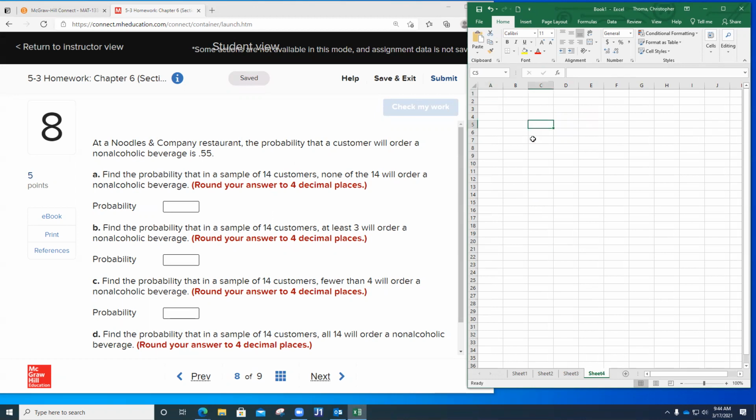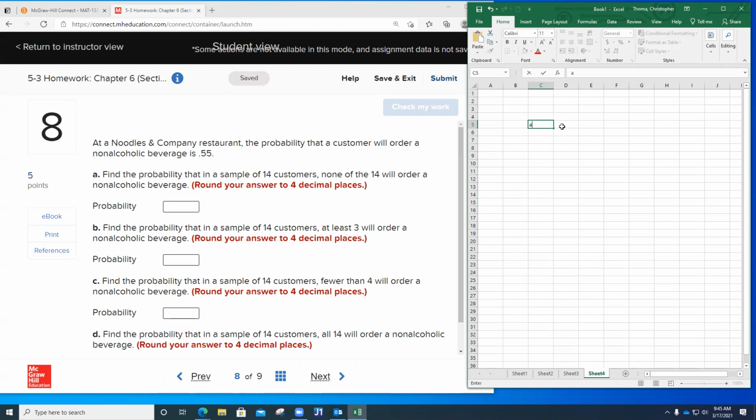And so in Excel, there is a function called binomial dist. So equals binomial.dist. And this will help us find these probabilities. In Excel, we need the number of successes, we need the trials, which is n, and the probability of success. Our probability of success is 0.55, so that does not change. Our trials is 14. Now what we have to do is figure out what these things are. So I'll come back to this in a minute.